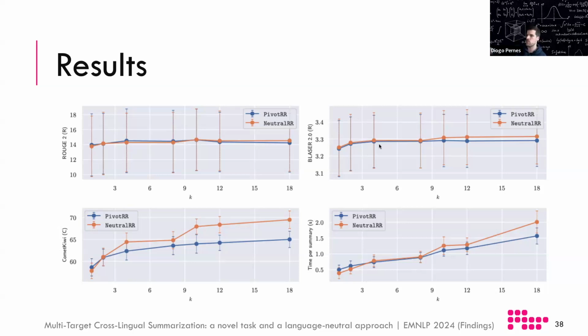And the semantic consistency of the set of summaries improves monotonically as we increase K, and this improvement is more noticeable in our neutral re-ranking approach than in the one that relies on the pivot summary. So these two metrics are evaluating this, and you can see that especially regarding Comet QE, it really gains if you increase K. You really get improvements on the semantic similarity of your set of summaries, which actually shows that the model is doing what it's supposed to do.